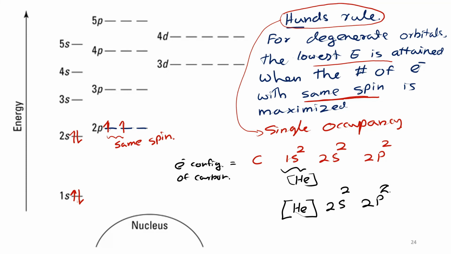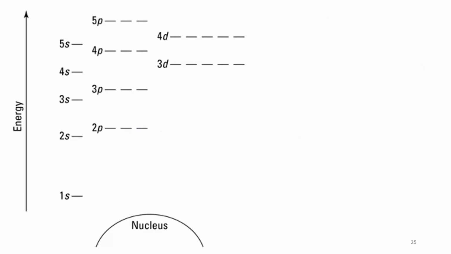So this is the condensed electron configuration. We call this the condensed electron configuration, because we can simply replace a certain portion of the electron configuration with a noble gas configuration. We can take a look at a few more elements.